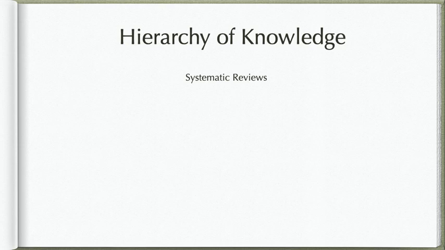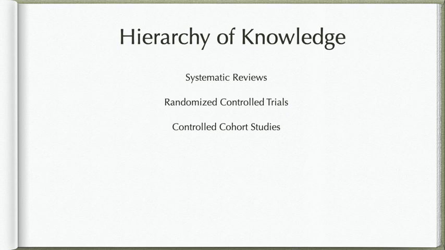So the highest level in the hierarchy of knowledge belongs to the systematic reviews because they examine multiple, sometimes hundreds of studies on the same subject and make conclusions based on the results of those studies. Expert opinion is all the way at the bottom of the pyramid.